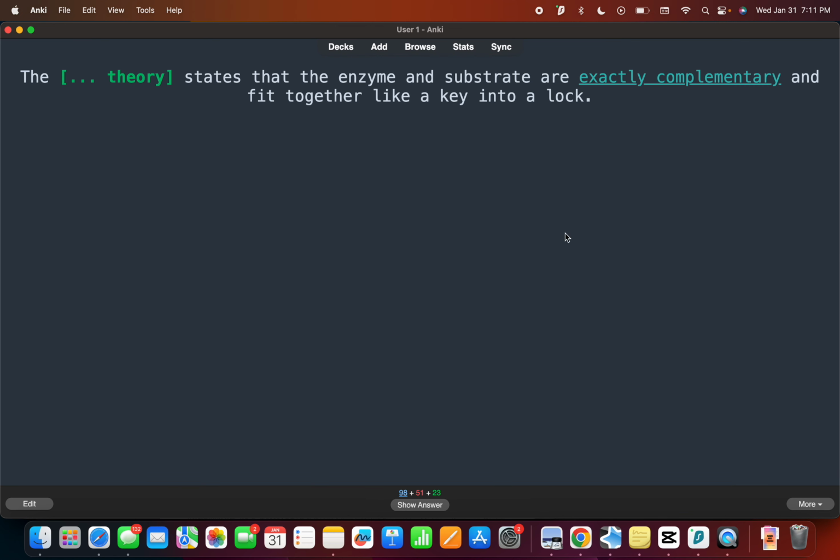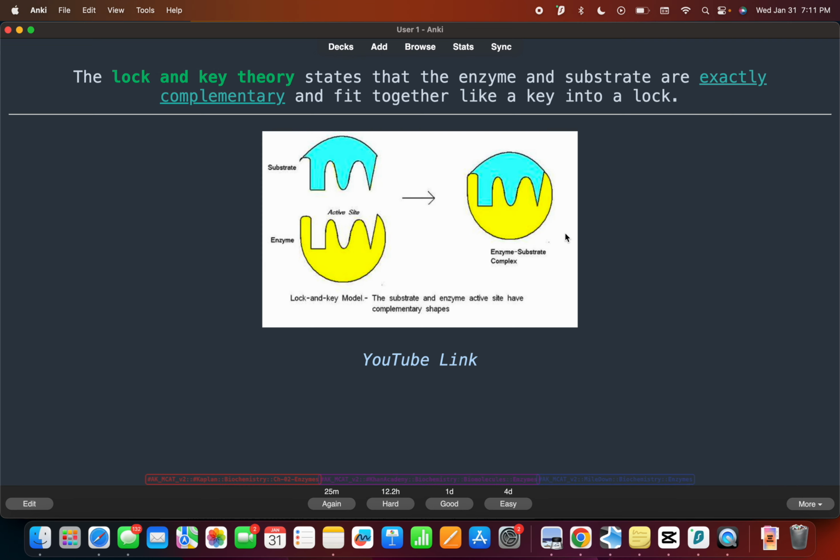What theory states that the enzyme and substrate are exactly complementary and fit together like a key into a lock? This is the lock and key model.